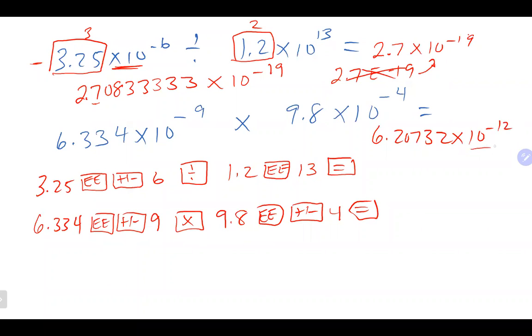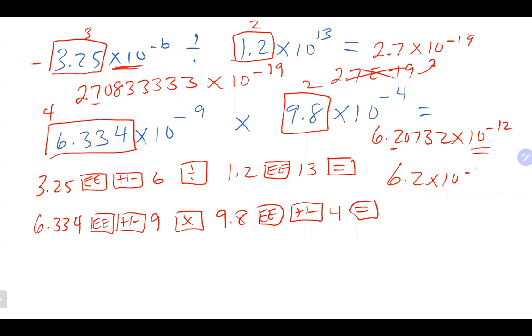Again, we don't want to forget that part. Here we are multiplying, so looking at sig figs, that is 4. And that is 2, which means in this case also should end up at 2 significant figures. And that would give me 6.2 times 10 to the minus 12.